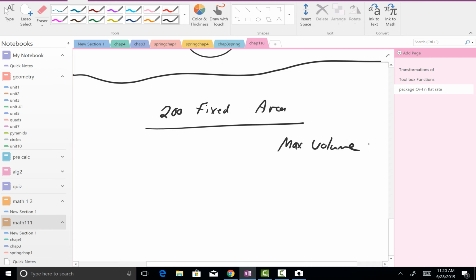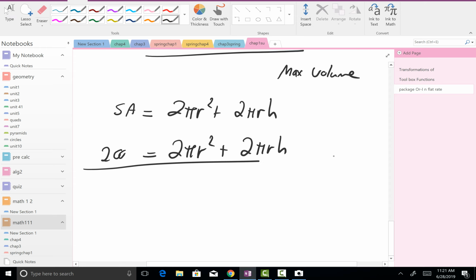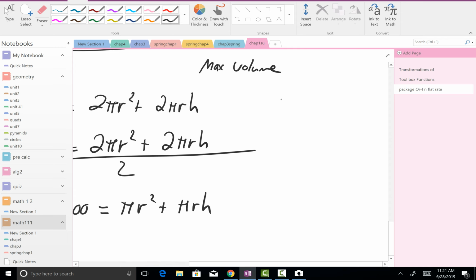So, the surface area formula for a cylinder is this. We're going to fix that at 200, much like we did the perimeter of the other thing. I'm going to divide everything by 2 to clear that out. All right, and now I'm going to leave that alone. Let's come over and talk about volume.